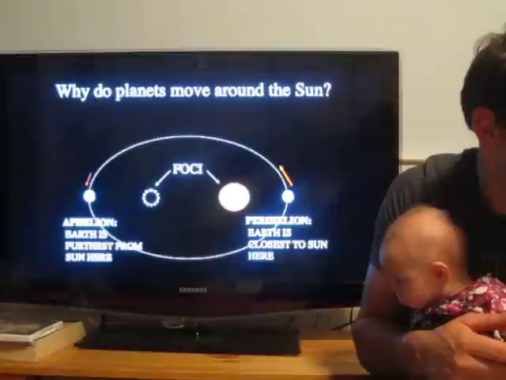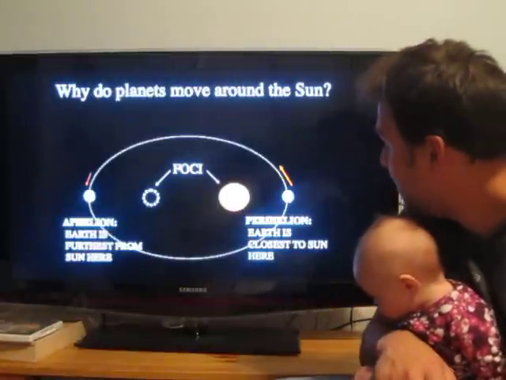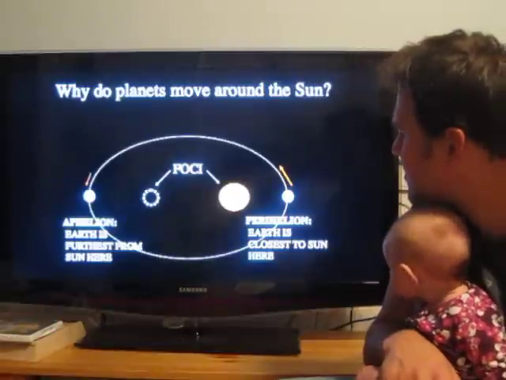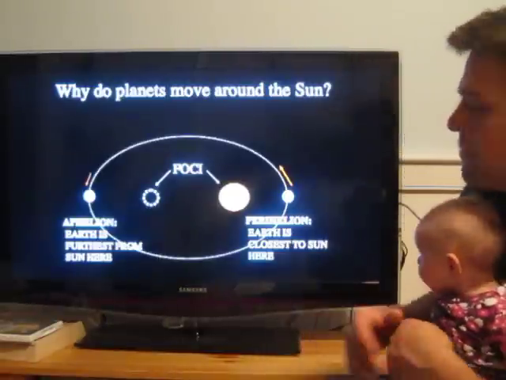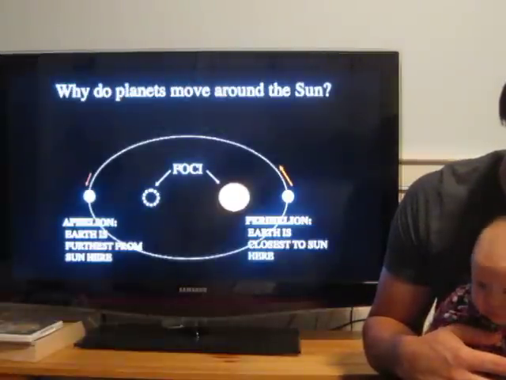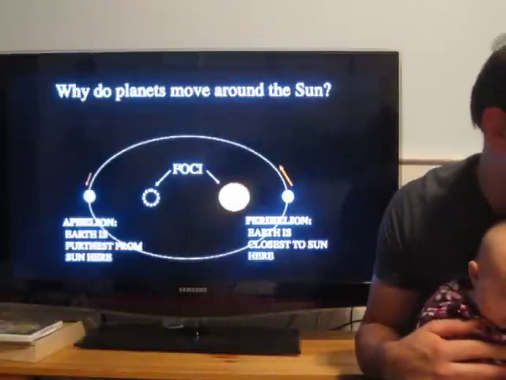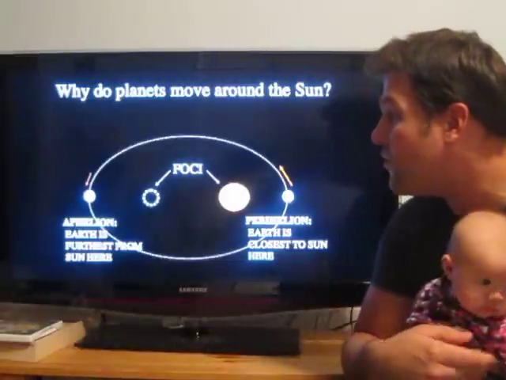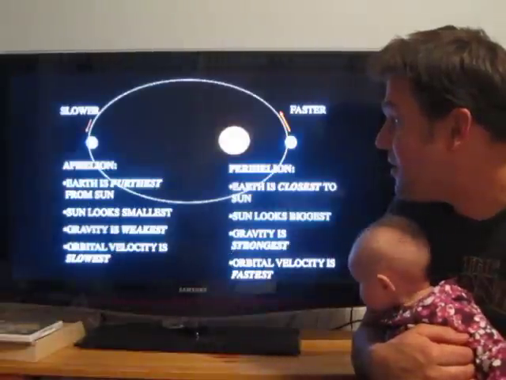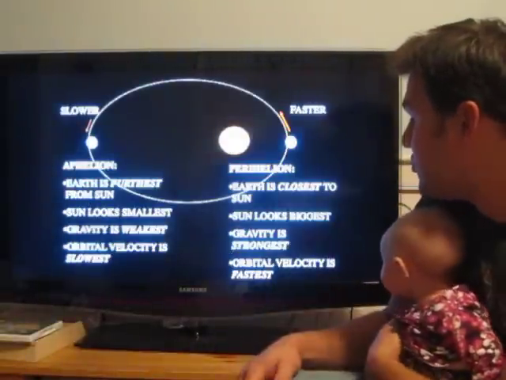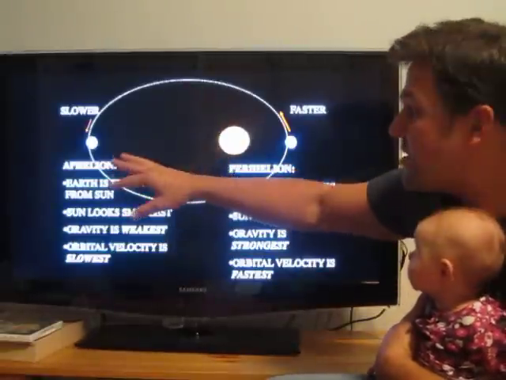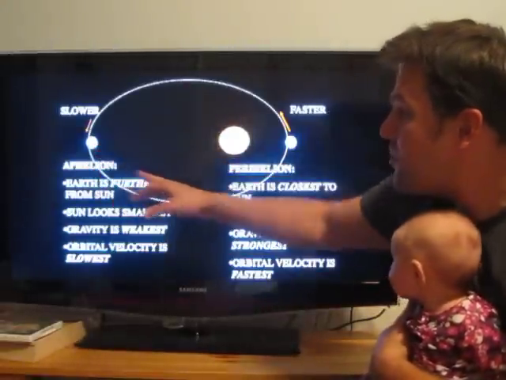Let's move on. And so what's next? Let's see. Why do planets move around the Sun? Nothing really changed in this slide here. Okay. What changed? Oh, yeah. So the point that I want to go over is why is it that the planets do move around the Sun? And the truth of the matter is there are two forces that are acting on Earth to keep it in its orbit.